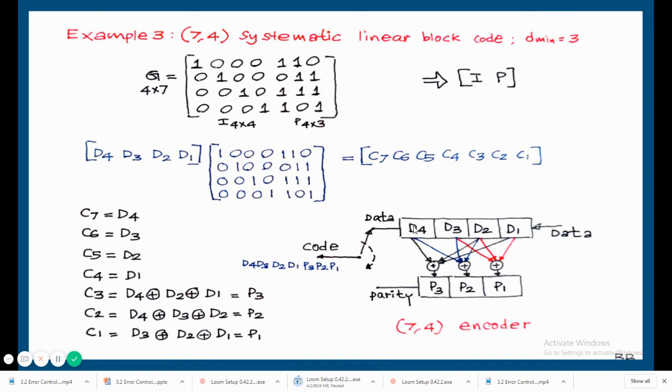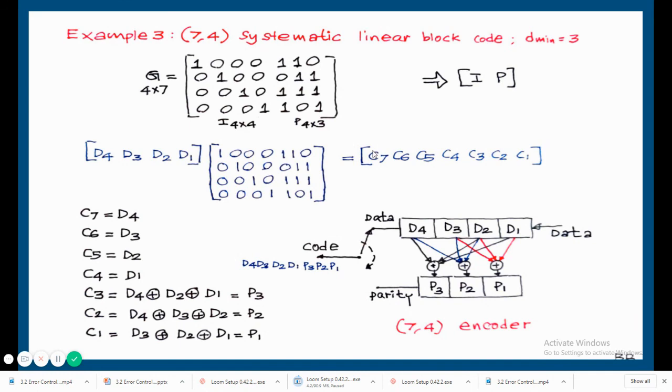P3 is equal to D4 XOR D2 XOR D1. So the 3 equations are there. According to the 3 equations, provide the connection. We'll get 3 parity bits. So our code consists of 7 bits. Out of 7 bits, 4 bits are going to be selected from here. Those 4 bits are data bits. Then this switch is used to change the position. That is why it is known as a multiplexer. The function of this multiplexer is to select first data, then parity. After transmitting 4 data bits, 3 parity bits are going to be selected. So the output consists of 7 bits.